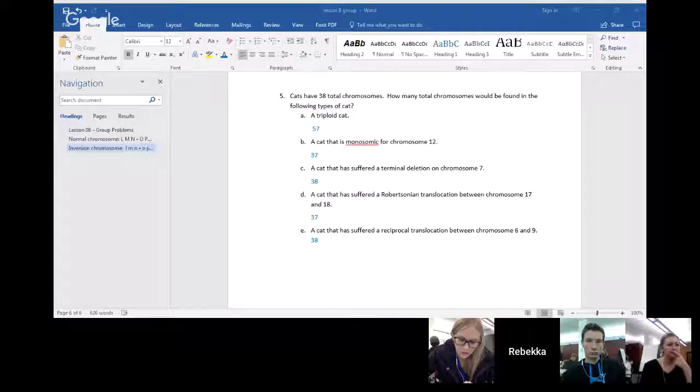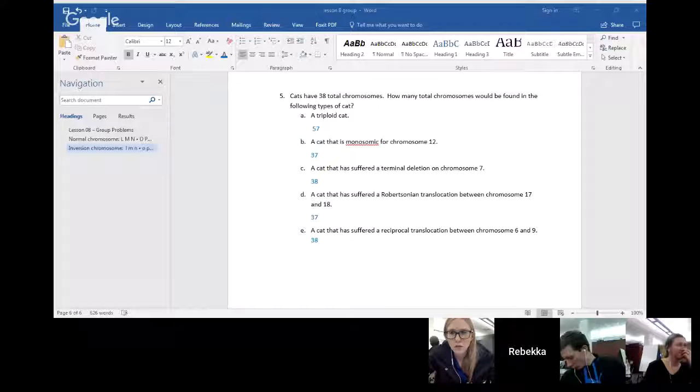Okay. So for number 5, this one has a total of 38 chromosomes, and A is asking if it was a triploid cat, how many chromosomes would be found. So you take 38 divided by 2, which gives you n, and then multiply it by 3. So you have a total of 57. B is monosomic for chromosome 12, and it's 37 chromosomes because you lose 1.